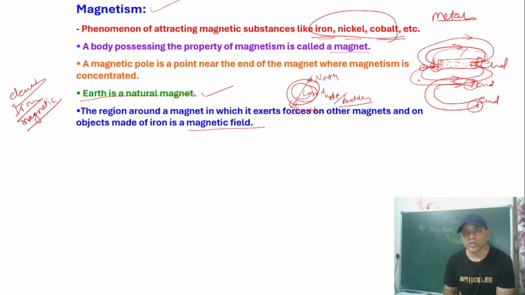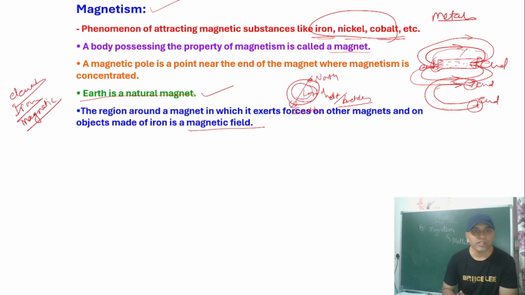They are drawn from one end to another end. These are the forces on other magnets. So if there is any other magnet or any iron object around, it will attract or repel those things. Whatever field is generated around this magnet, we call it the magnetic field. These regions around the magnet, where it attracts or repels other iron material or other magnets, are called the magnetic field.